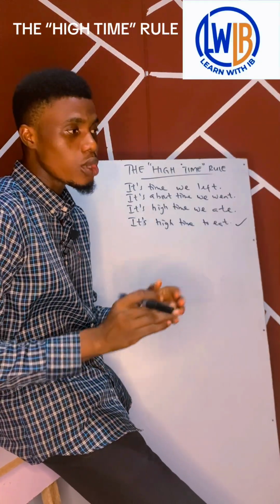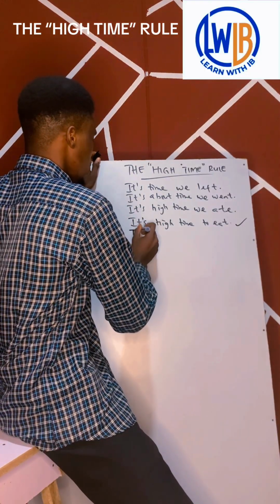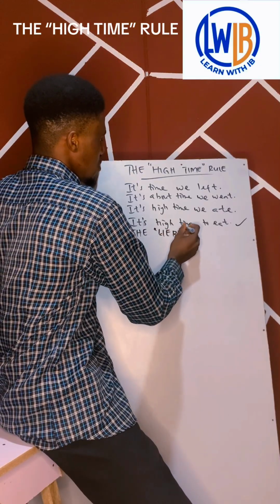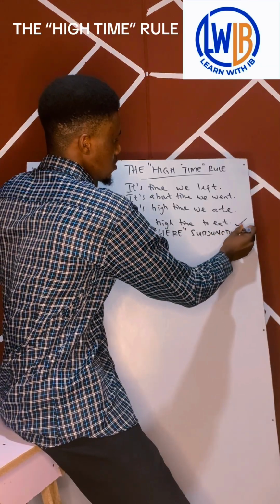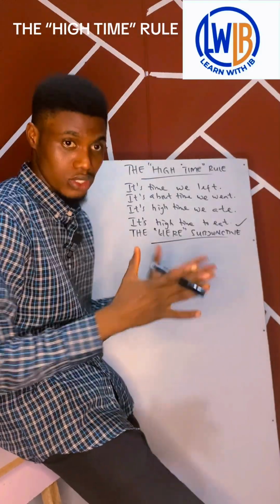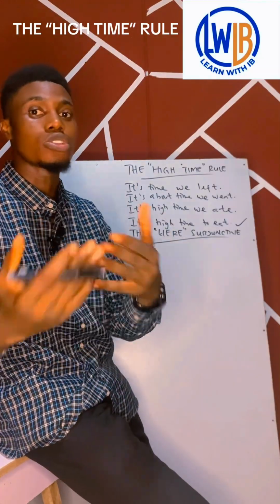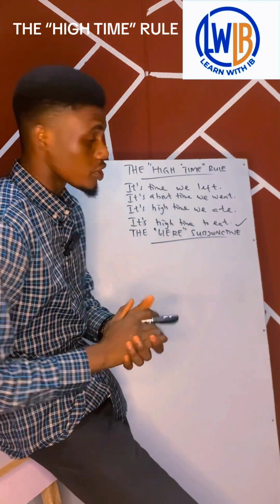Now that being said, we also have what we call the were subjunctive. We have this other subjunctive, and subjunctive has to do with the unreal and the unreal future. We'll probably take that in the next episode or in a future episode.